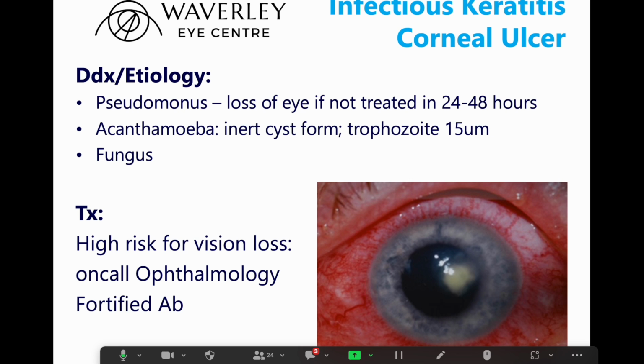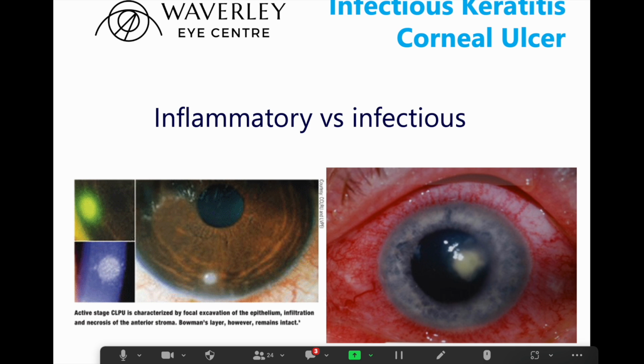So for the treatment, because there's a high risk in these really hot eyes, you want to be calling ophthalmology. They're likely going to be putting them on fortified antibiotics. So anything that's in the central line of sight, you want to get rid of. You obviously don't want to be the last person to see this patient.